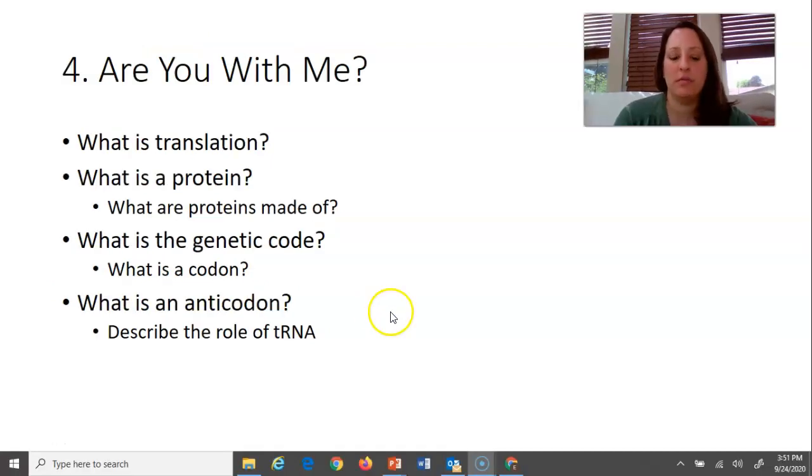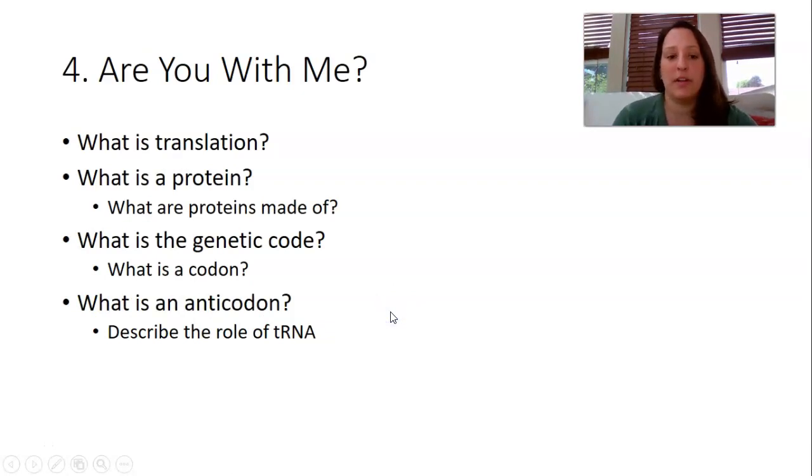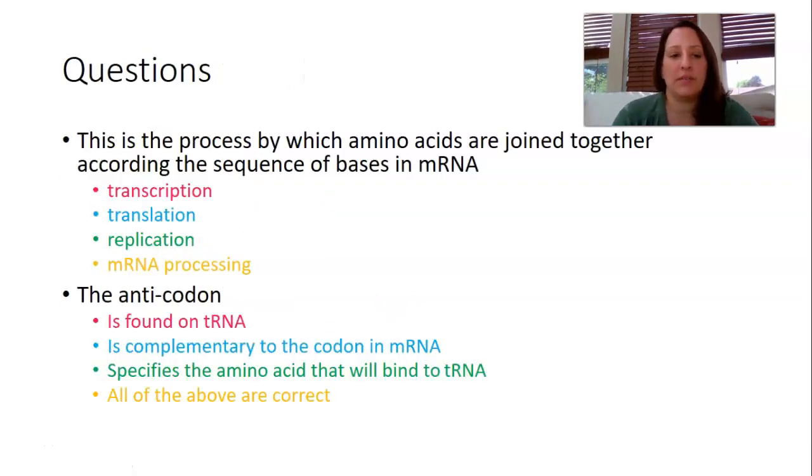Okay, so before you go on, just a couple more questions for you. The first one: this is the process by which amino acids are joined together according to the sequence of bases in mRNA. Is that called transcription, translation, replication, or mRNA processing? So hopefully you answered translation. Going from mRNA to protein is translation, so blue there.